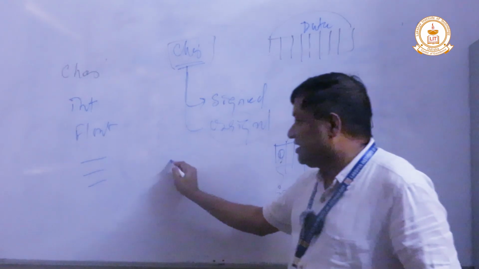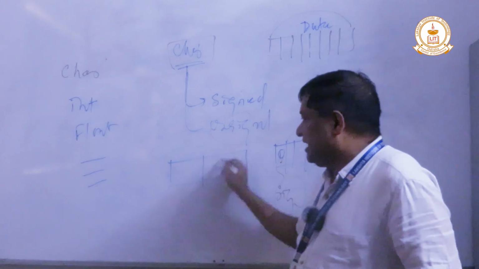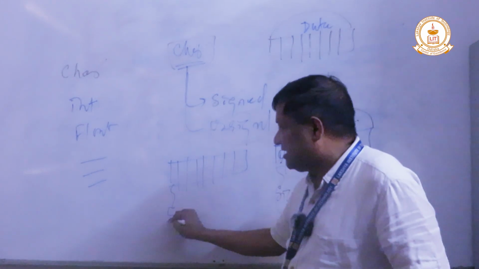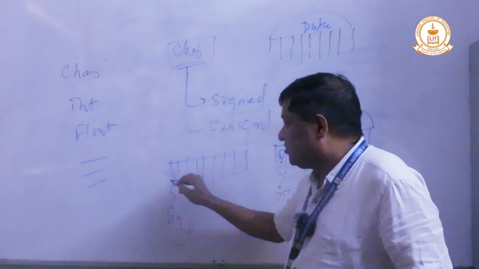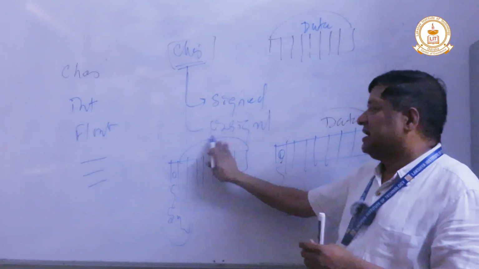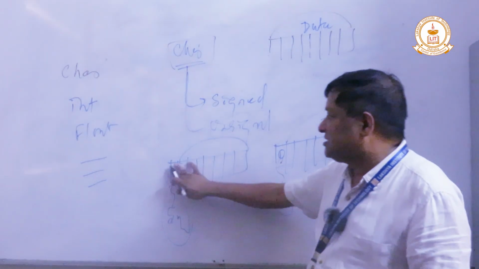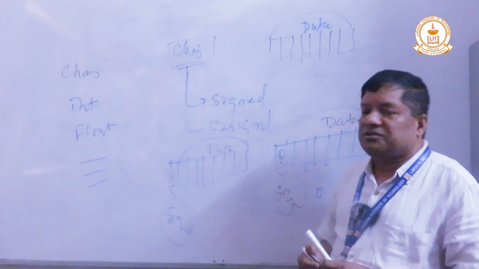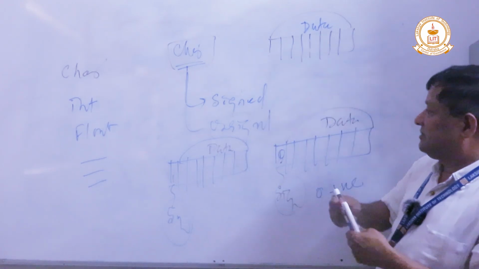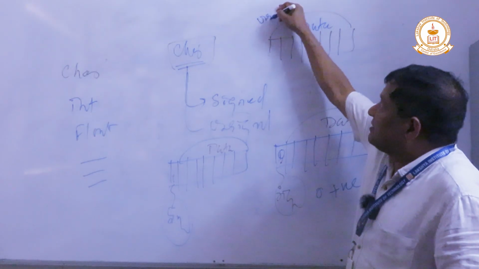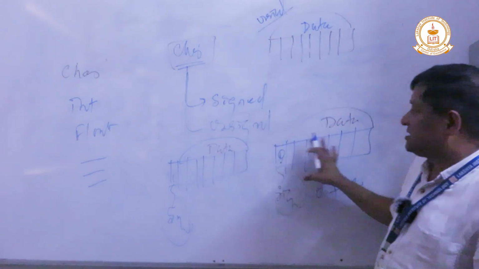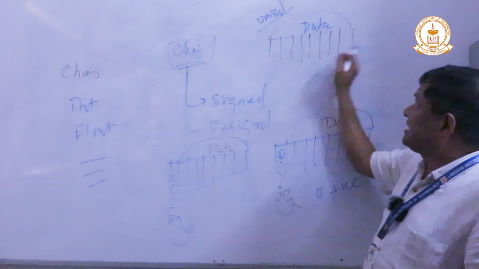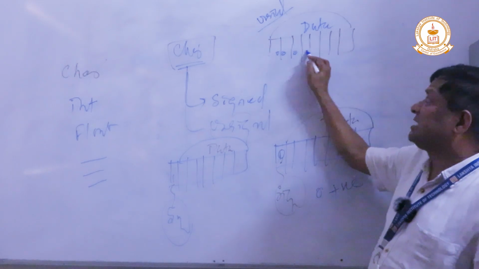Here I am drawing another box of 8 bits, and here is the sign bit. If the sign bit is 0, the entire data is positive. If the sign bit is 1, the entire data is negative. So this is unsigned, this is signed positive, and this is signed negative.